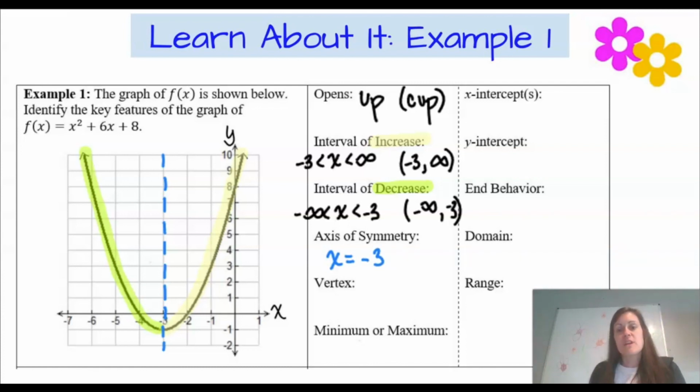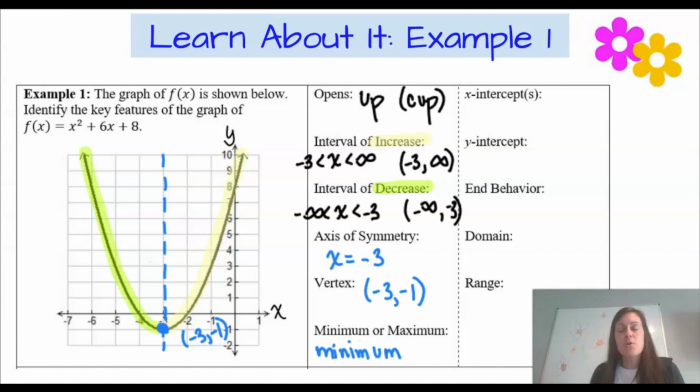The next key feature that I'm asked to identify is the vertex. The vertex of a parabola or of a quadratic function is the lowest or highest point on the graph. I just drew an ordered pair at that location, which is (-3, -1). So the vertex of this parabola or of this quadratic function is (-3, -1). I can also categorize my vertex as either a minimum or a maximum. So this point right here is the lowest value on my graph, so it would be a minimum.